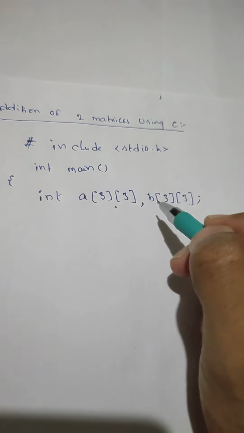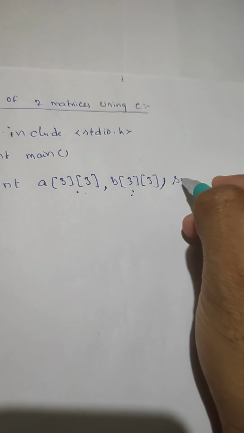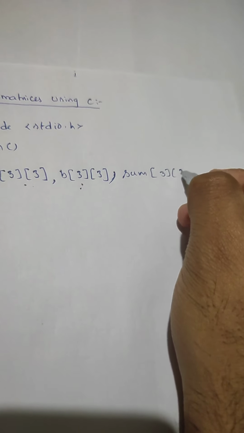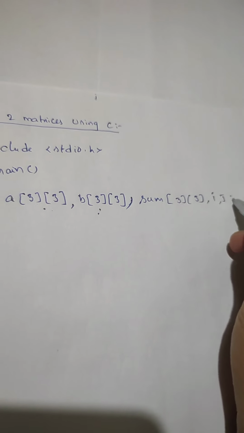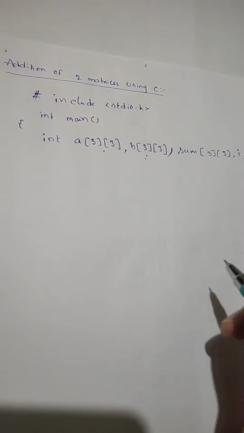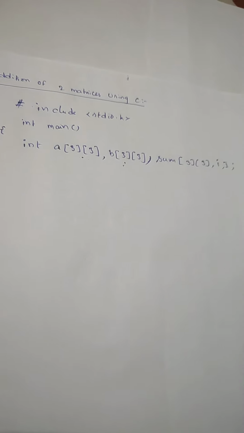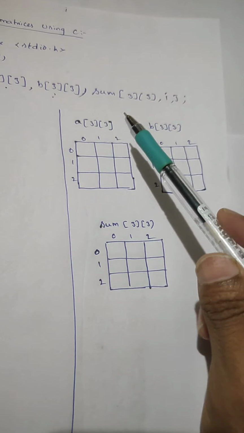A is one matrix and b is another matrix, and comma, take one more matrix for the resultant, sum[3][3], comma, for loop iteration purpose i and j. So these many variables we need to implement this program. After declaration of these variables, how is the memory created in our memory location? The memories are created like this.